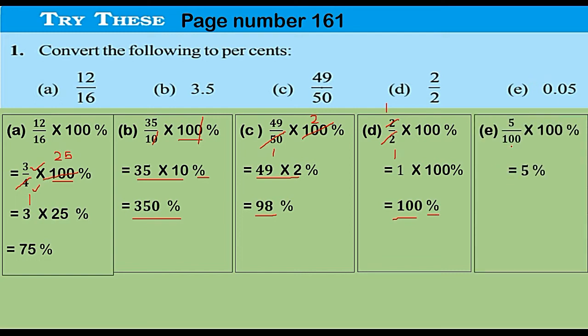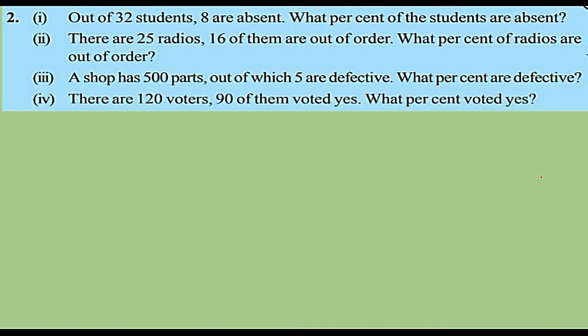Next one. 0.05 in fraction will be 5 upon 100. 5 upon 100 multiplied by 100. 100, 100 cancelled. So 5%. So easy it was. Next question. Question number 2. Out of 32 students, 8 are absent. So what percent of students are absent? We have to find out what is 8 upon 32 in percent.